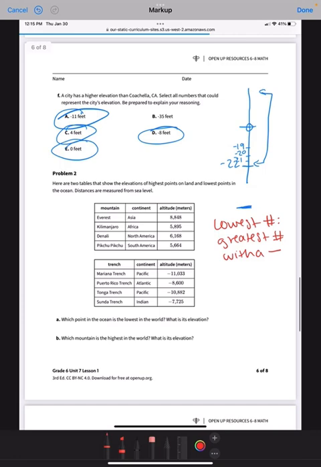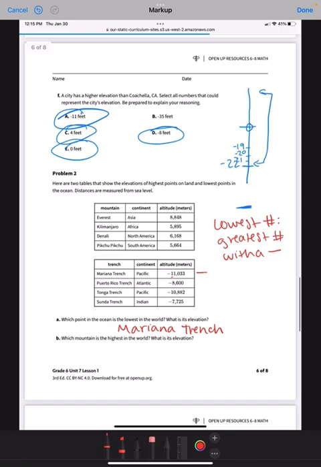All right, for A, it says, which point is the lowest in the world? You would try to find the one that has the biggest number with the negative because that's the lowest. And that's going to be right here, Mariana Trench. It's the biggest number with the negative, meaning it's the furthest away from 0.